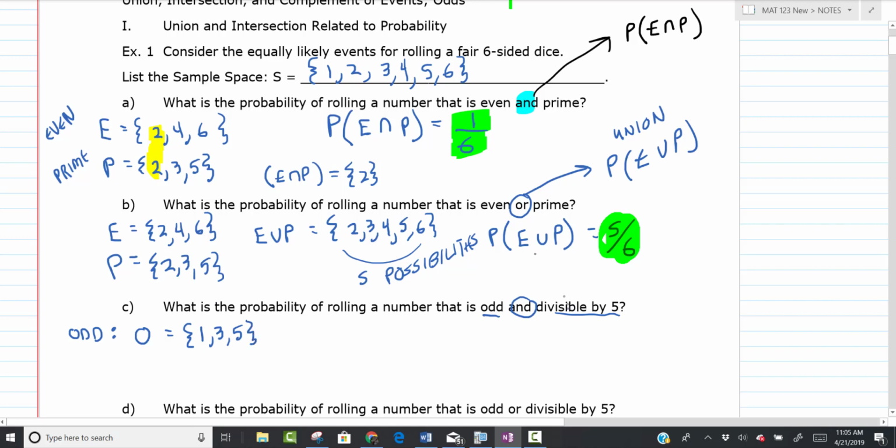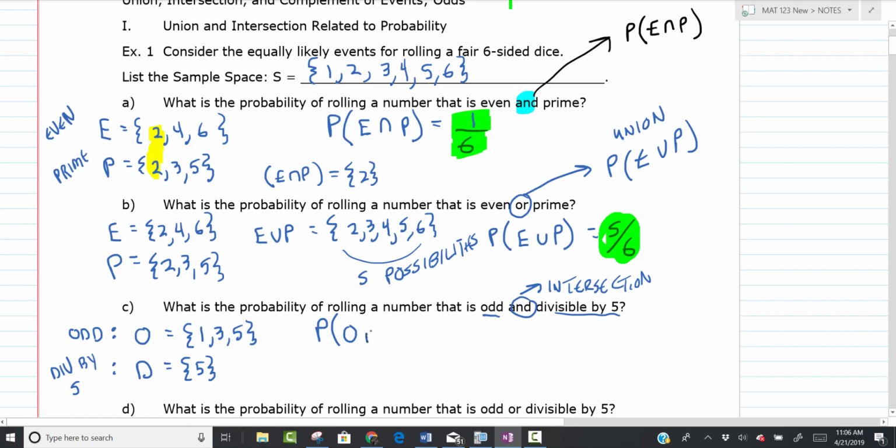Divisible by 5, if you look at the sample space, the only number divisible by 5 is the 5. So I'm going to write divisible by 5. Pick a letter, let's just say D for divisible, and that would be the set containing 5. So what we're doing on this is the probability of getting an odd, and since it's and, we're talking about intersection.